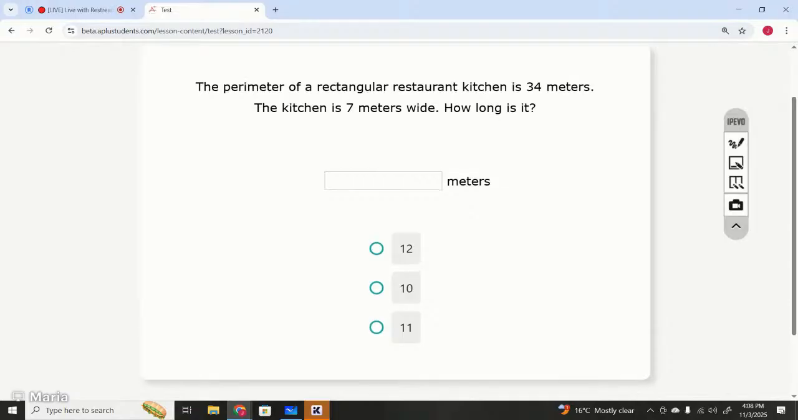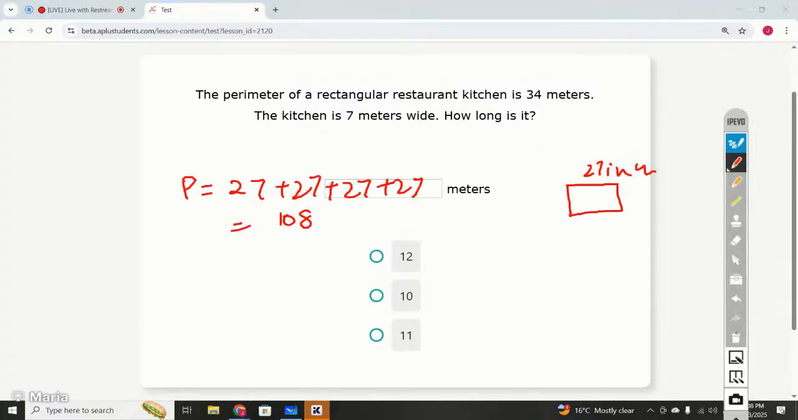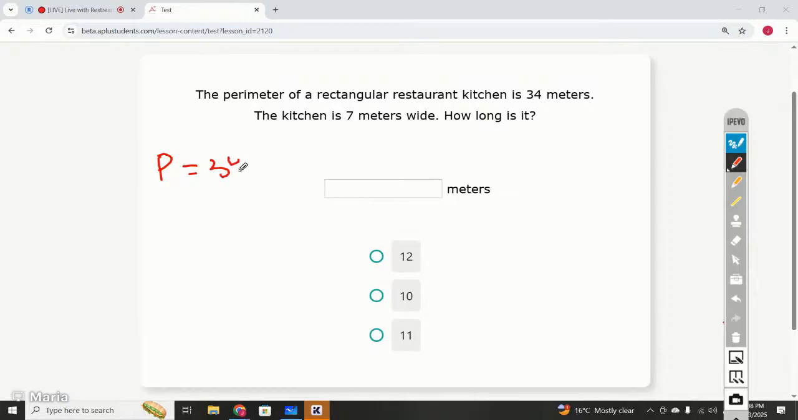The perimeter of a rectangular restaurant kitchen is 34 meters. The kitchen is 7 meters wide. How long is it? We are given the perimeter. The perimeter is 34 meters, right? We are given the width, that is 7 meters. We need to find the length, right? So 34 is equal to 7 plus 7 plus x plus x. X is the length that is missing.